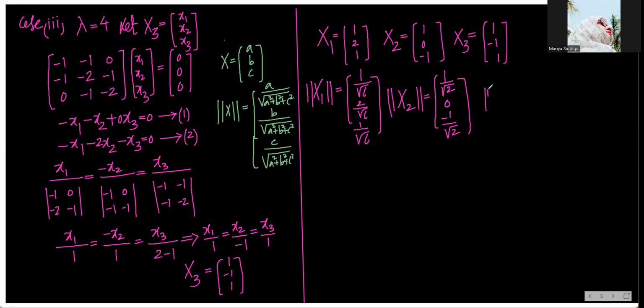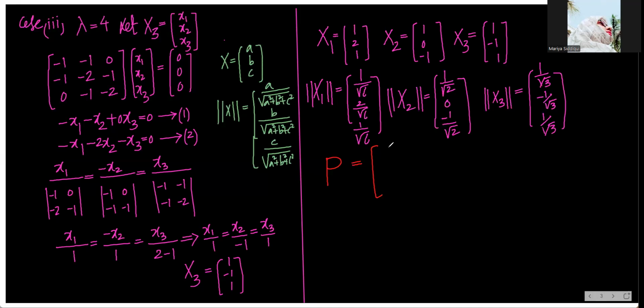Similarly, the normalized eigenvector for x3 is 1 by root 3, minus 1 by root 3, plus 1 by root 3. After that, we have to frame a matrix which is called the modal matrix, that is denoted with P.